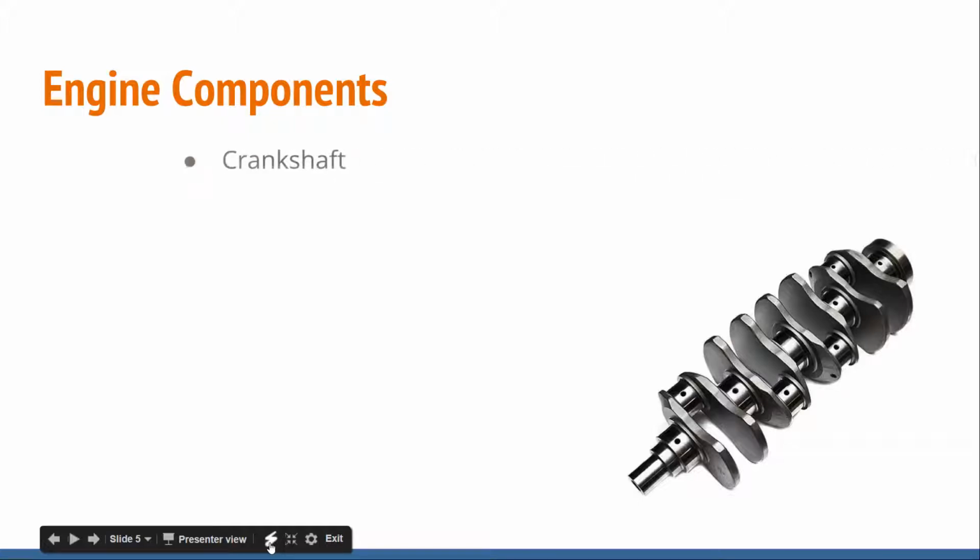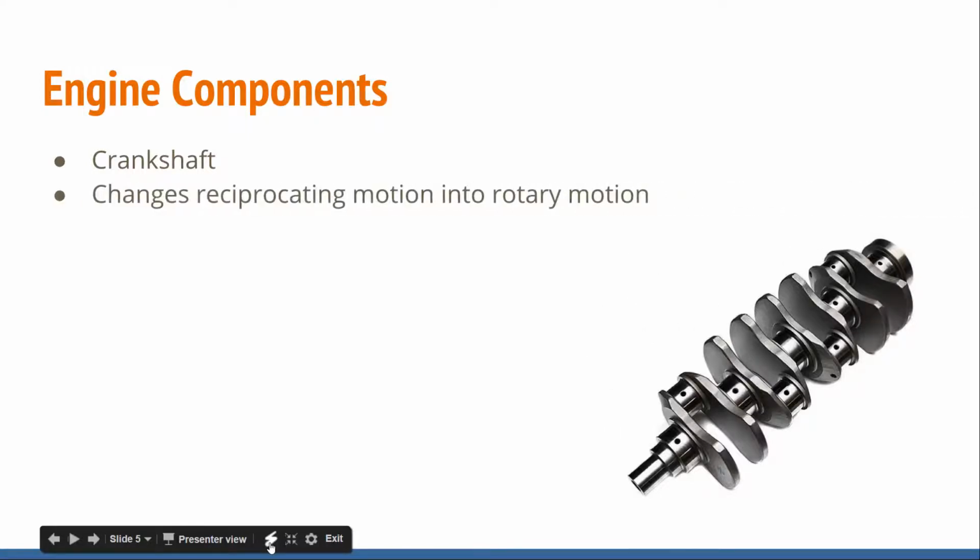So let's start out with the crankshaft. The crankshaft is kind of the heart of the engine, or the backbone, if you will. The crankshaft's job is changing reciprocating motion into rotary motion. So a piston that travels straight up and down vertically, by the use of a crankshaft, we take that vertical motion and we turn it into a rotary motion. The crankshaft also counters the motion of the reciprocating parts.